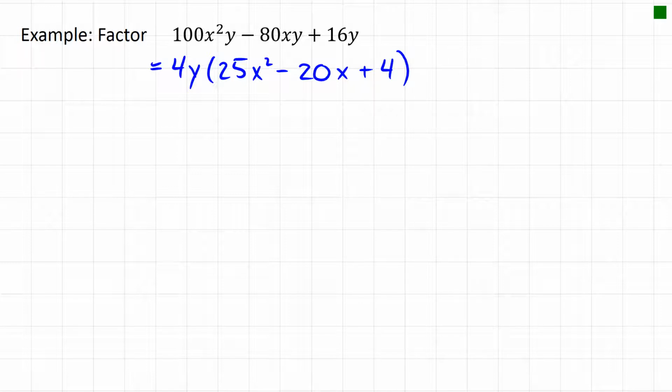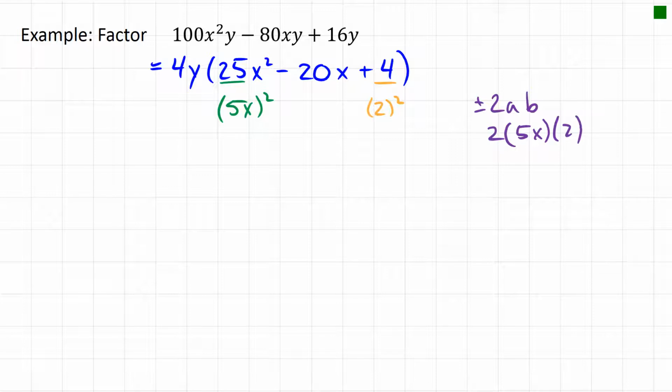And this still has the potential to be a perfect square trinomial because 25 and 4 are both perfect squares. So 25x squared would have come from (5x) squared, and 4 would have come from 2 squared. So we're just going to check this middle term. Is it plus or minus 2ab? So we have 2 times 5x times 2. So 2 times 5 times 2 is 20x. And so yeah, this does follow the perfect square trinomial pattern.